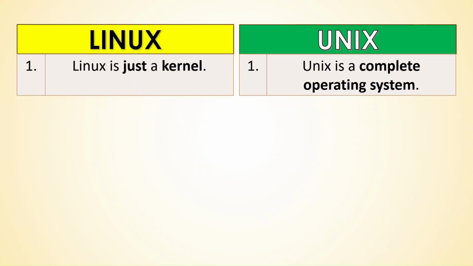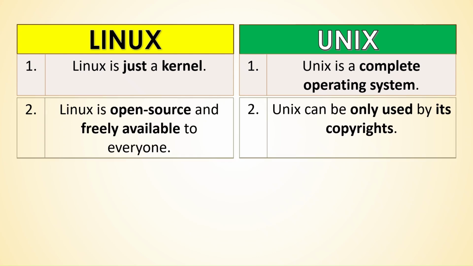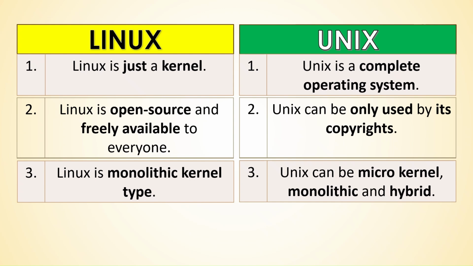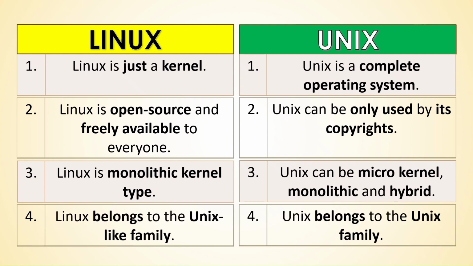Linux is just a kernel. Unix is a complete operating system. Linux is open source and freely available to everyone. Unix can be used only by its copyright holders. Linux is monolithic kernel type. Unix can be microkernel, monolithic and hybrid. Linux belongs to the Unix-like family. Unix belongs to the Unix family.